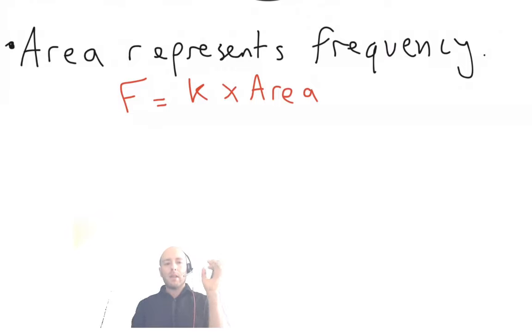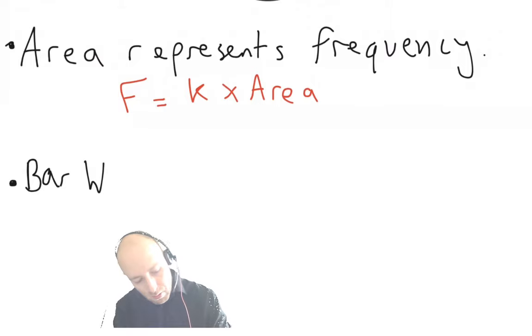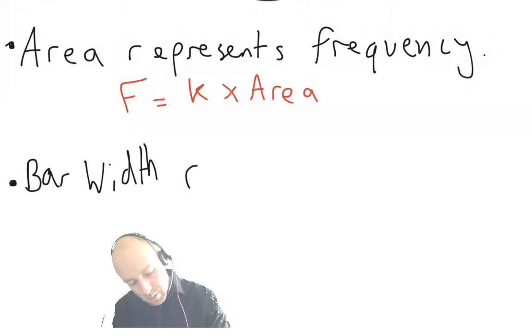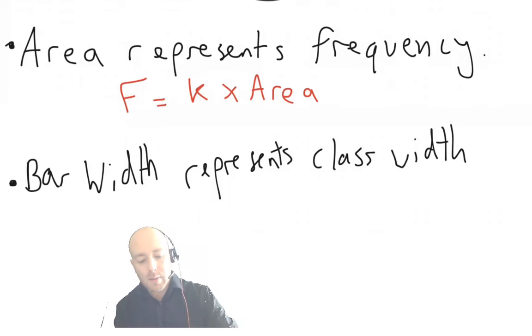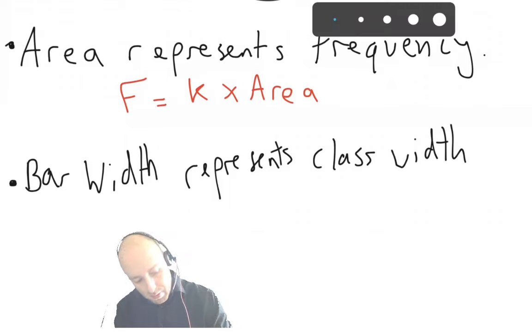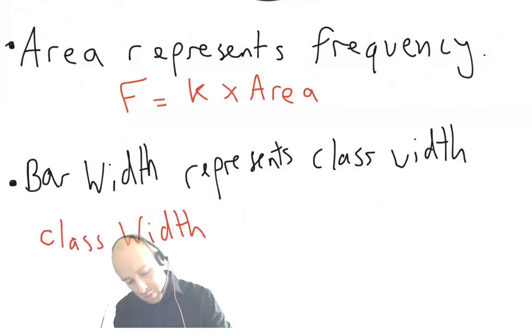If you look at the histogram, see what its area is, you should be able to get from that your overall frequency. And the other key point is width, or bar width, represents class width. In the same kind of way, so I can say that my width, or class width, equals k times the bar width.